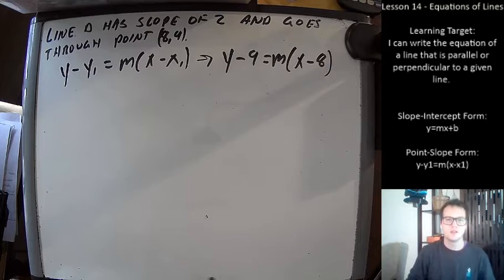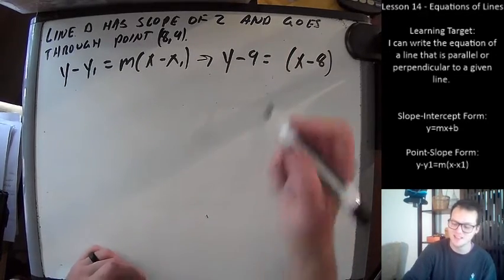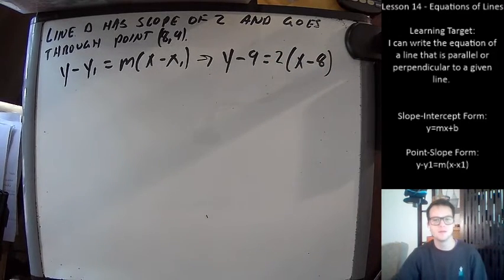Of course, there's a mistake here. I just noticed. I put m in the final result. That should not be the case. This one has a slope of 2. My mistake.